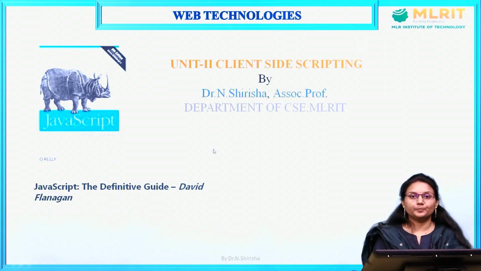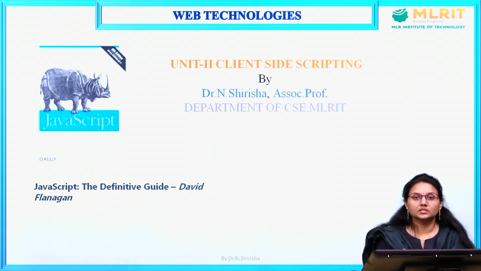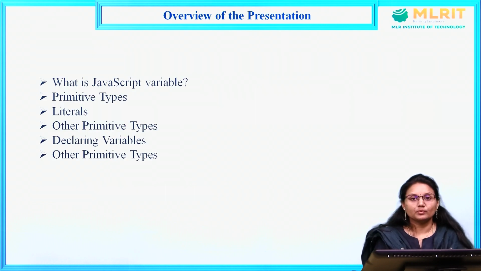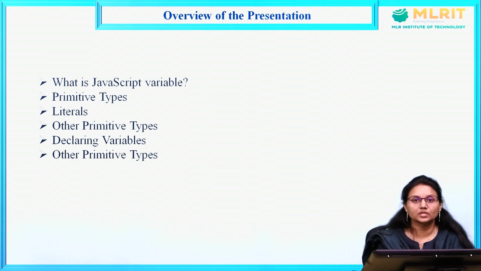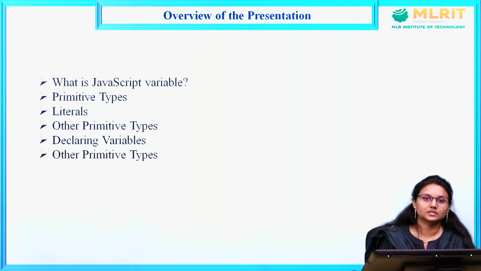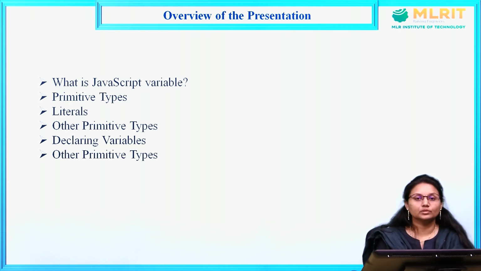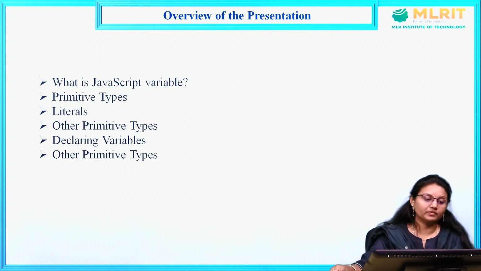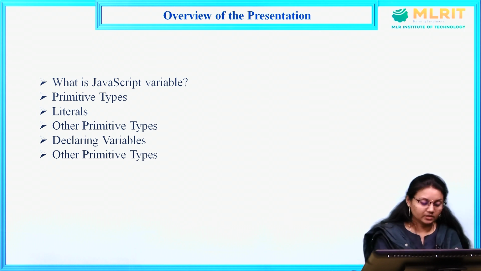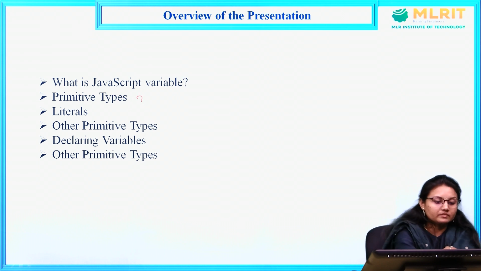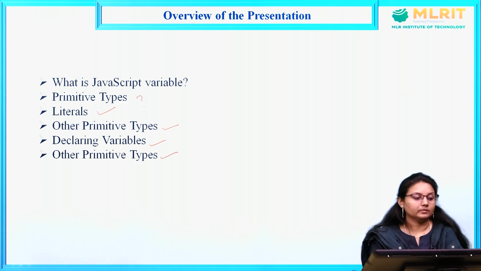Good morning everyone. In this session, I just want to discuss client-side scripting variables with a script tag, and also what subtags, like attributes, you have in the script tag. We have also seen the different types of writing a JavaScript program, internally and externally. In this session, I wanted to show you about JavaScript variables: how to declare a variable, primitive types, what literals are, other primitive types, declaring variables and all.